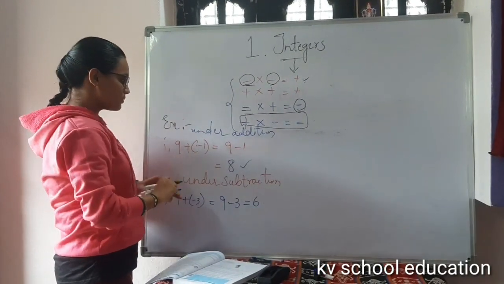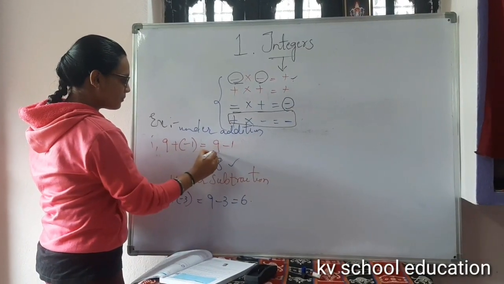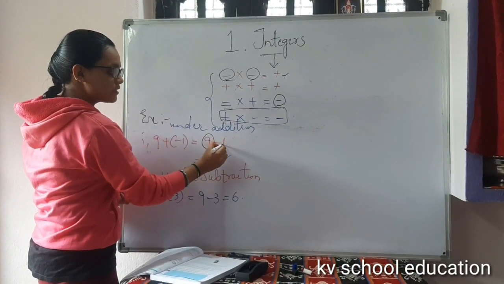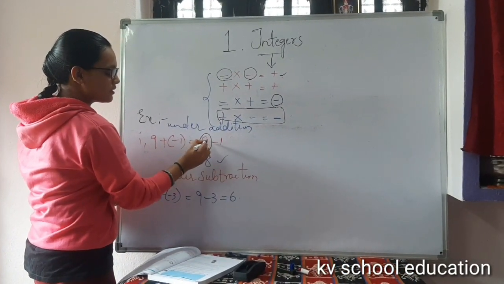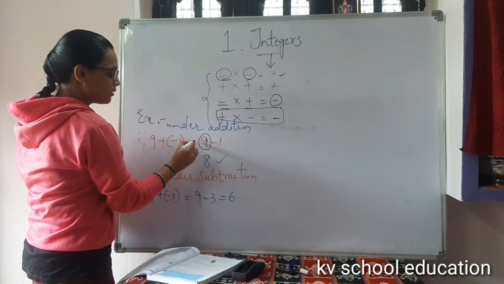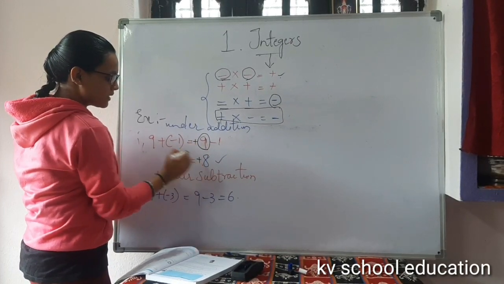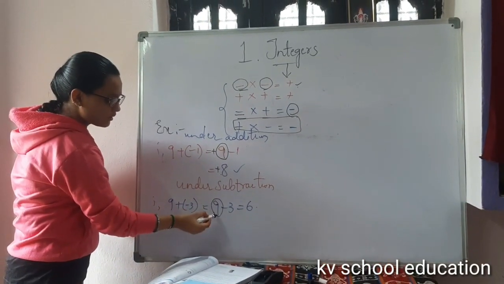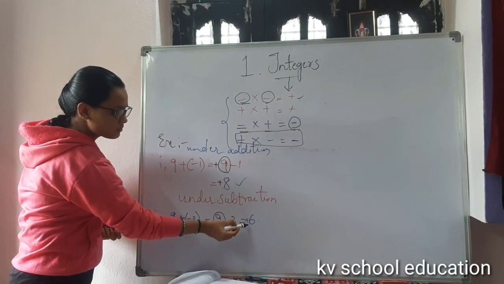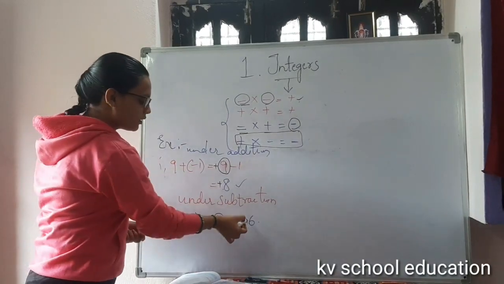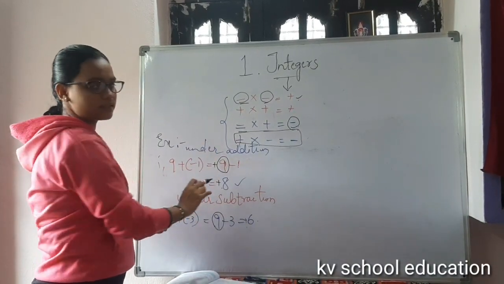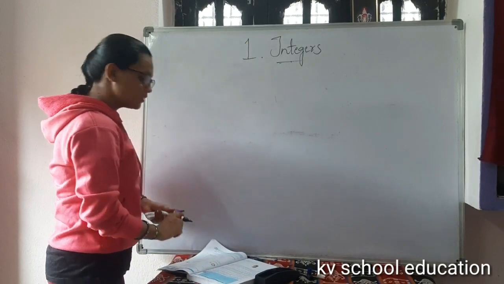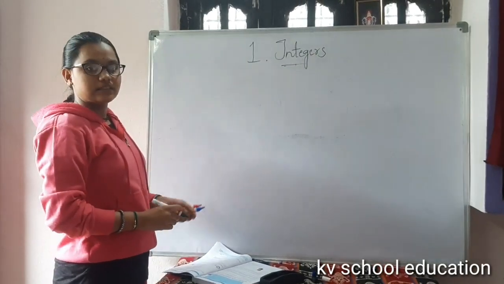So here you can observe, the greater number is 9. 1 is the lesser number. So what is the sign of the greater number? Here plus. So here it should be plus. And here you can observe, 9 is the greater number, so the symbol should be plus. If we don't write any symbol, it indicates only plus. So we completed addition and subtraction.